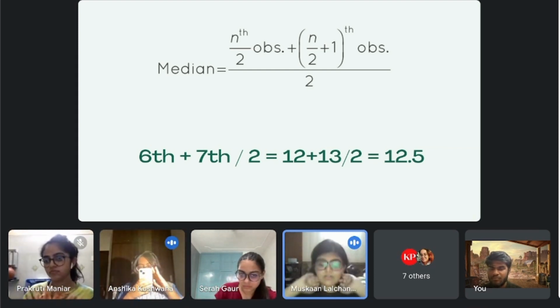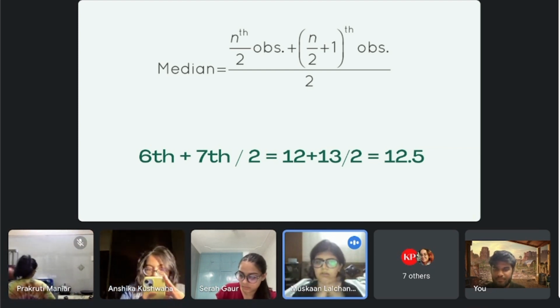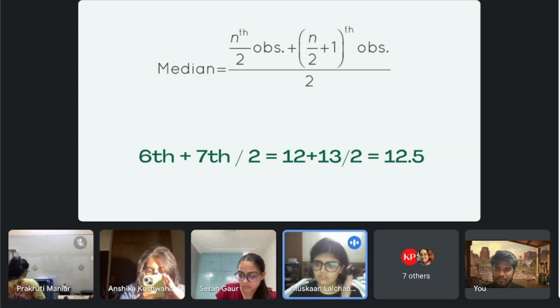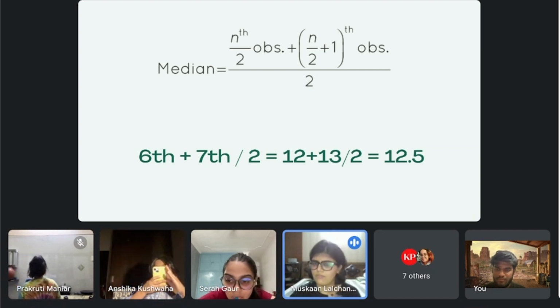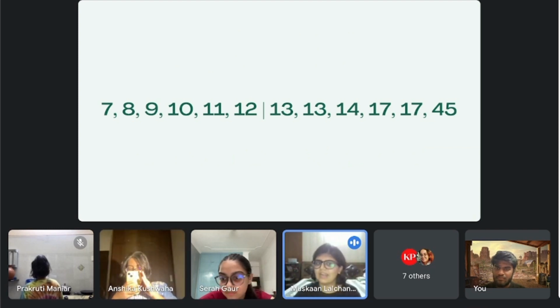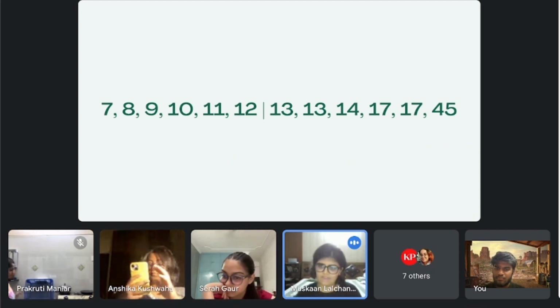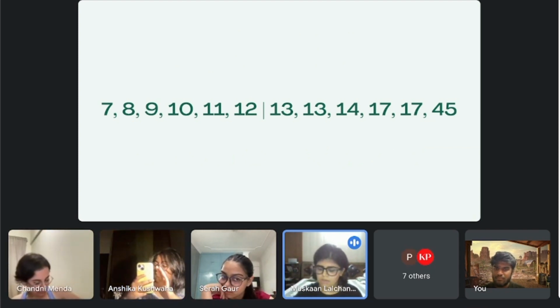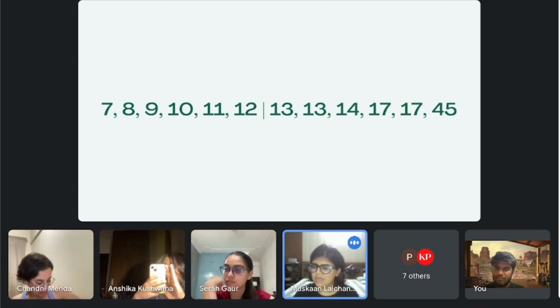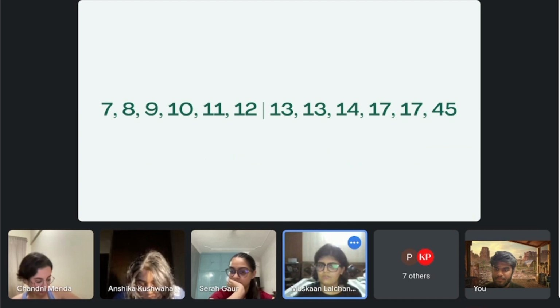So why did we find the median? Median means the middlemost term of our full data set. We just found out the middlemost term of our data set. What the middlemost term is doing is dividing our data set into two parts. The first part is all the numbers lower than 12.5, and the next part is all the numbers higher than 12.5. Make sense? The line in the middle represents 12.5.